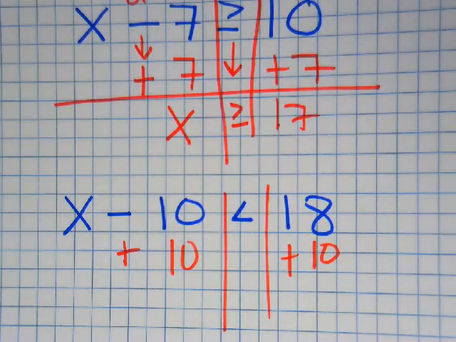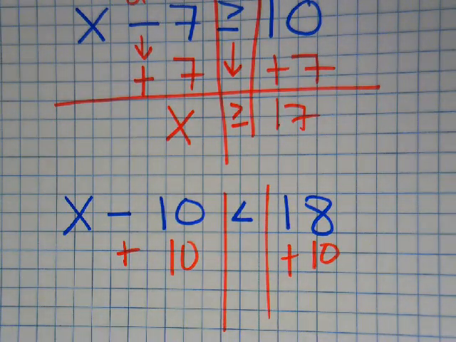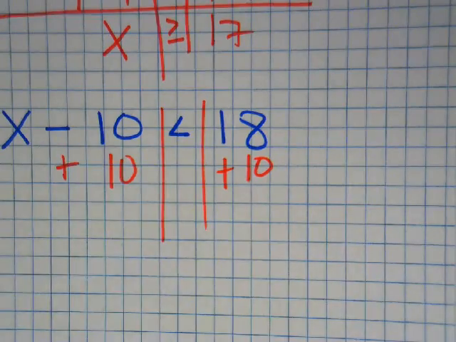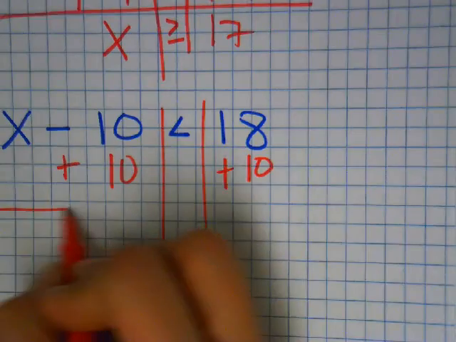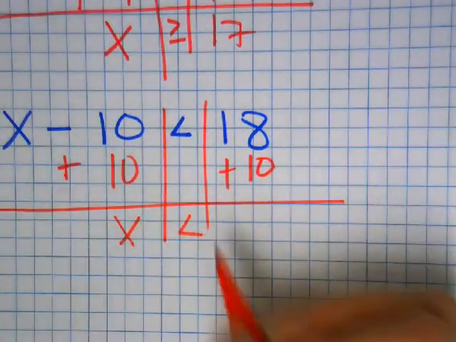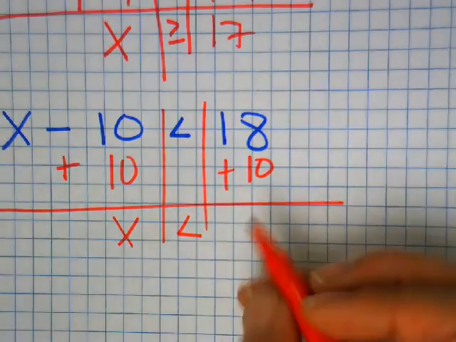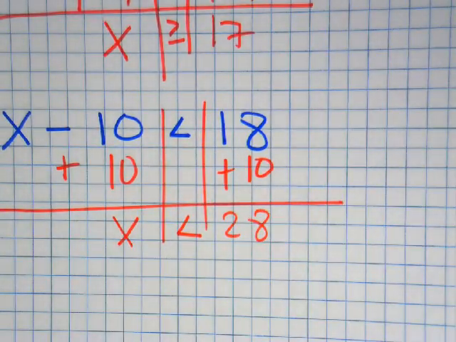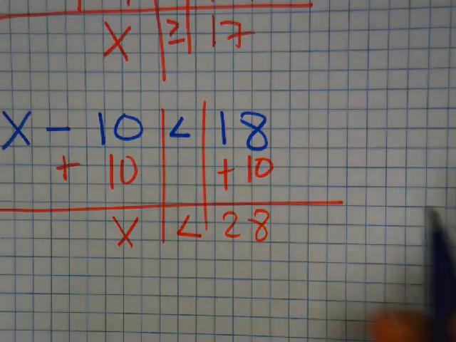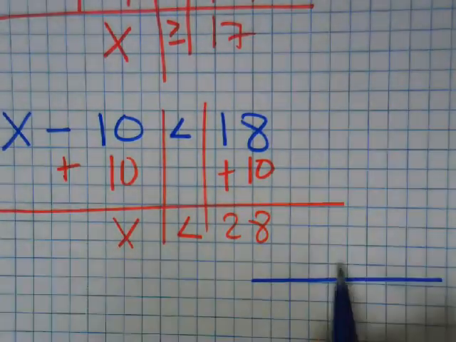What you do to one side, Andrew, write this down, you have to do to the other side. So if I give this side 10 candies, what am I going to do to this side? 10 candies. Okay. 18 plus 10. And we're done.